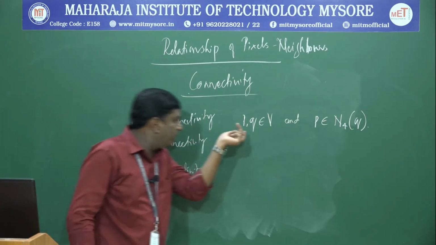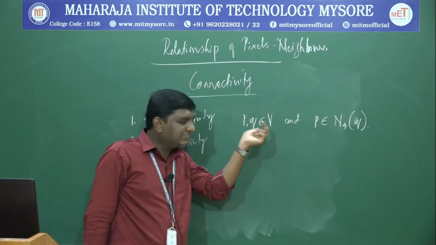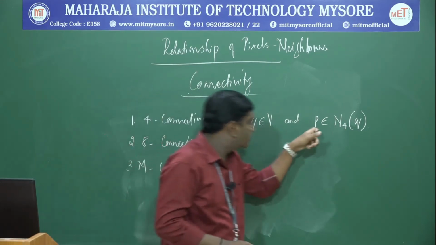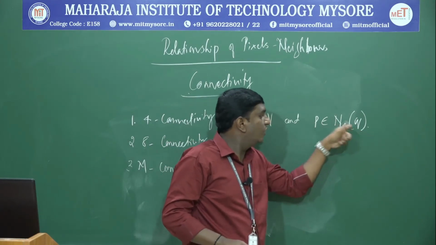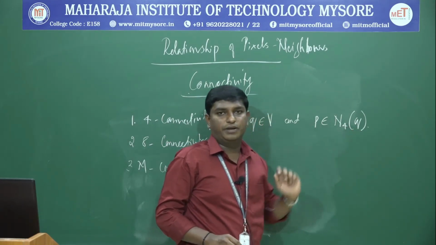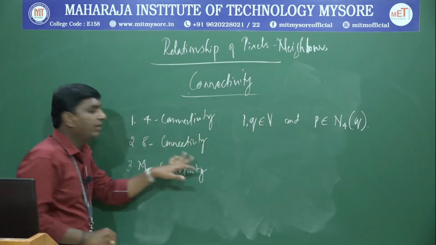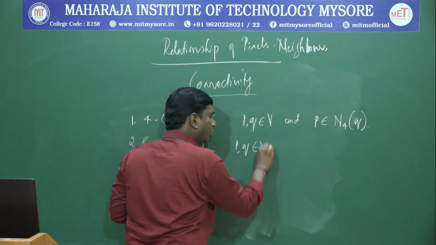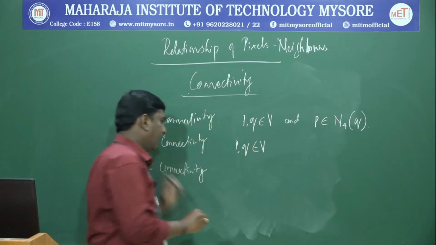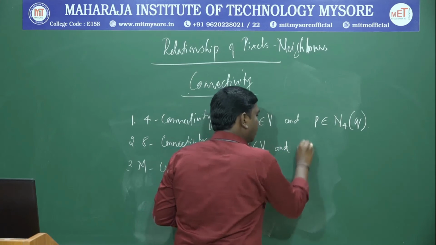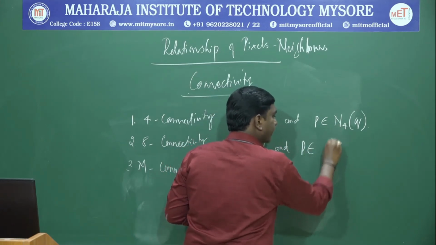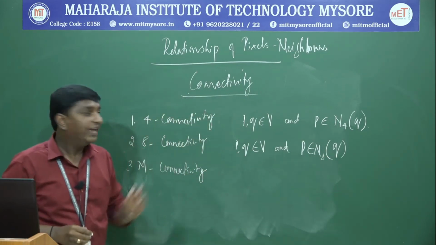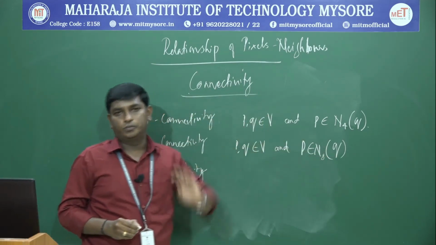The 2 conditions are, P and Q should belong to the same set of gray levels, either 1 or 0, and this P should belong to Q with the relationship of 4 neighbor. Similarly for 8 connectivity, P and Q should belong to the same set of gray levels, and this P should belong to Q with the relation of N8. That means P should be an 8 neighbor of Q.